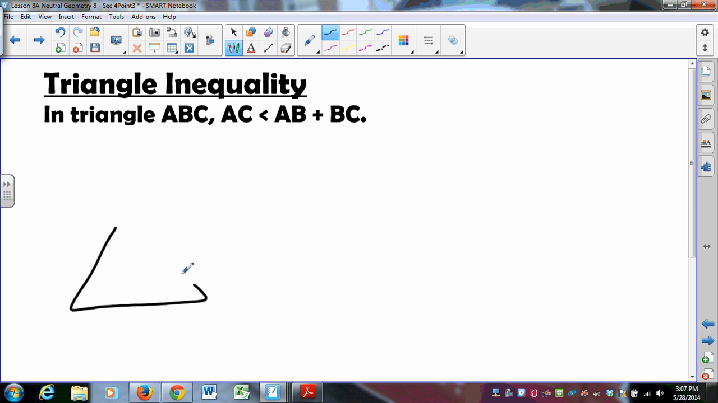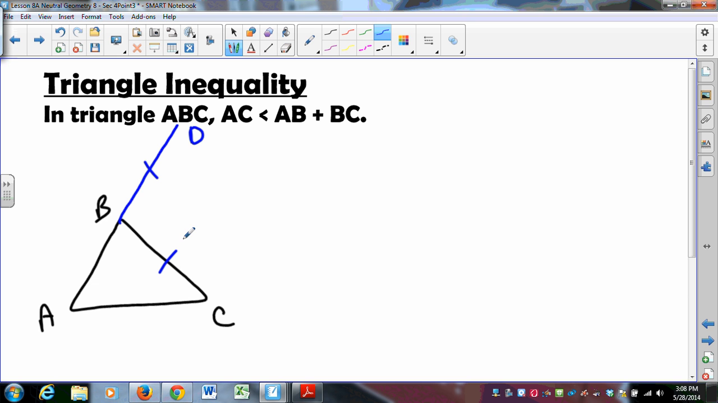So let's do it like this. I've got a triangle ABC. AC is not as big as AB plus BC. Is it true in neutral geometry? Well, I think we can pull this off. We can extend ray AB. We can extend it to some point D such that BD is congruent to BC. The ruler postulate says I can extend ray AB as long as I want, and one of those points on the other side of B from A has to be such that BD is congruent to BC.